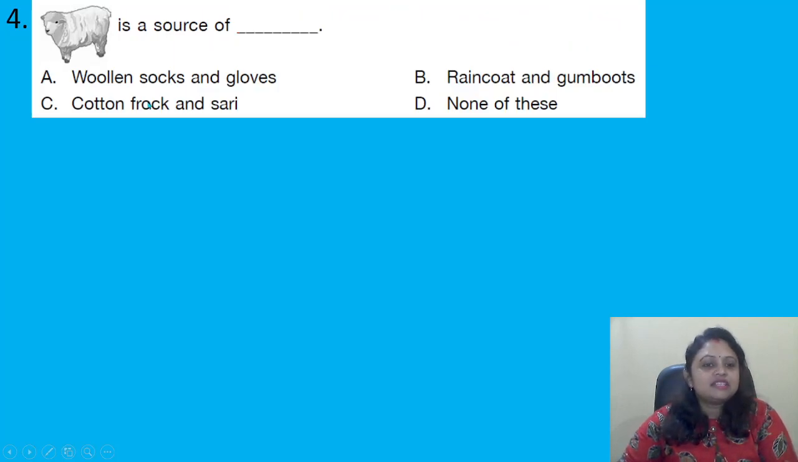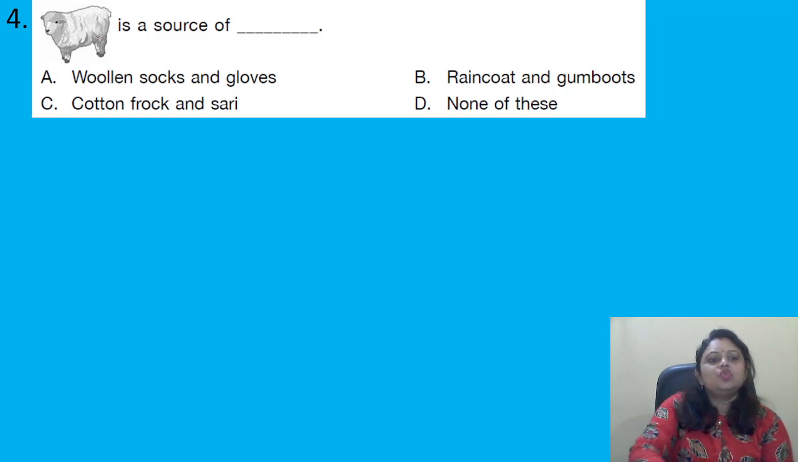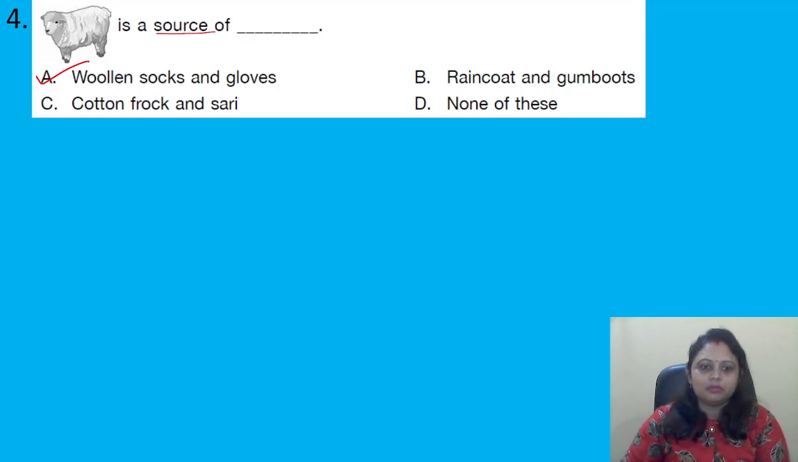Coming to the next question. Dash, this is a source of dash. You can see the sheep here, right? It is a source of option A, woolen socks and gloves, B, raincoat and gumboots, C, cotton frock and sari, D, none of these. We all know sheep is a source of woolen socks and gloves. We get wool from them.